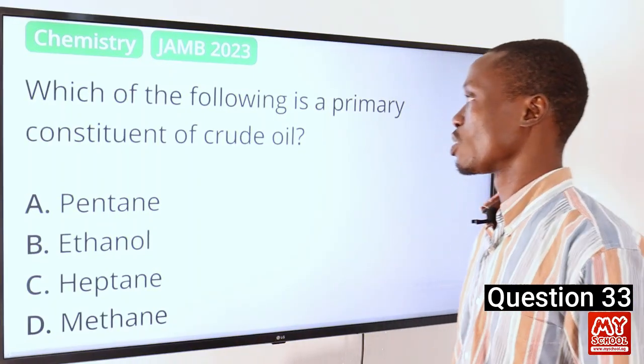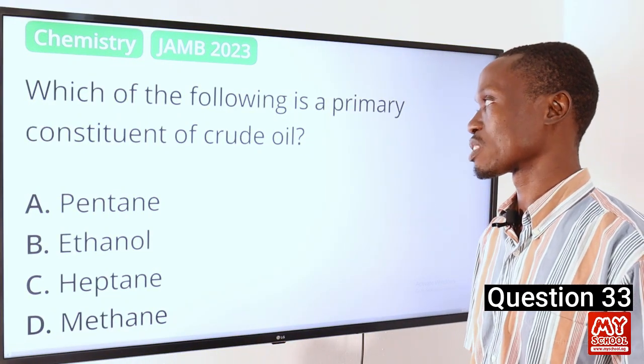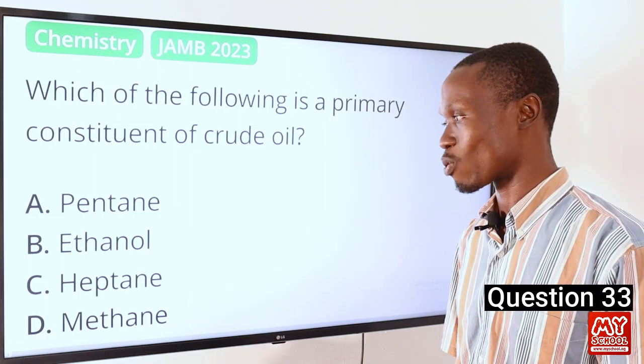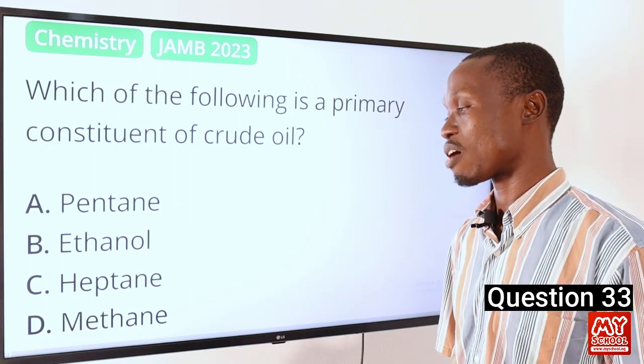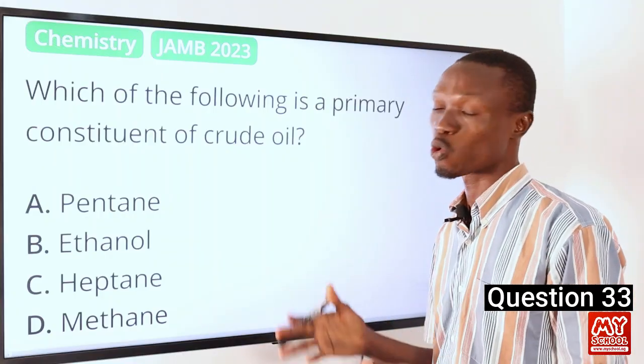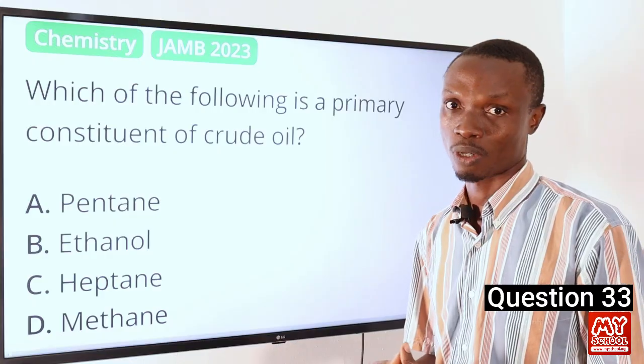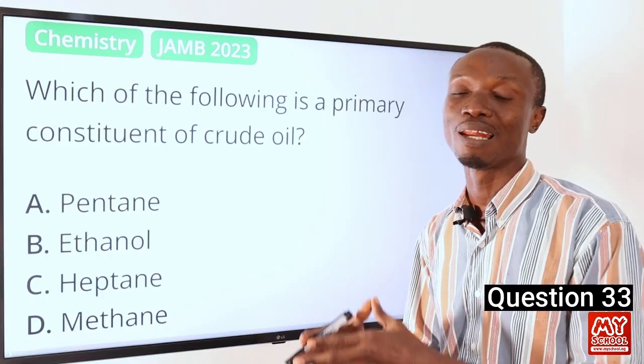Question 33. Which of the following is a primary constituent of crude oil? So A, we have pentane, B, we have ethanol, C, we have heptane, and D, we have methane. Okay, so crude oil, as we know, is a mixture of hydrocarbons of various chain lengths.